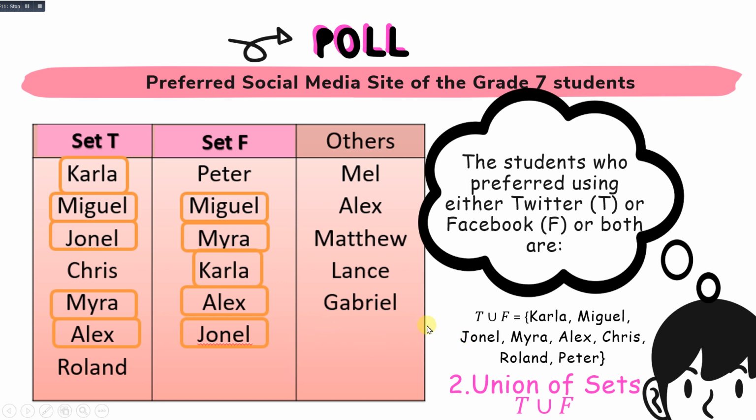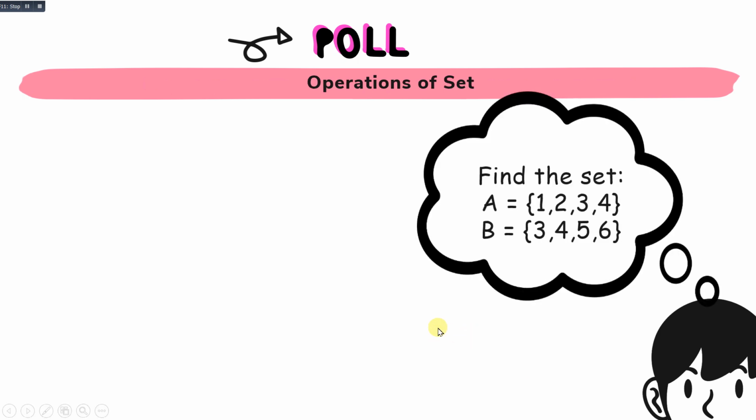Now, the question is, find the union of set A and set B. The given A is 1, 2, 3, 4, and B is 3, 4, 5, and 6. To identify that, use the symbol U to show that this is a union. It is different from the universal set. It is an operation of sets. The final answer, A union B, is 1, 2, 3, 4, 5, and 6. As we can see, all the elements in set A and set B are included. We do not repeat any numbers in a set.